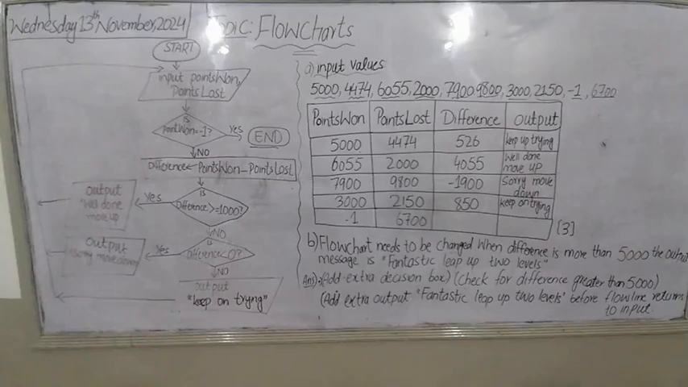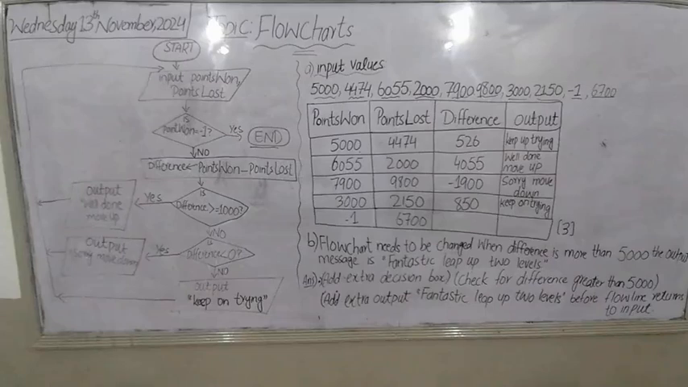So first of all, as we have to change the flow chart if the difference is more than 5000, for that we have to add 1 extra decision box. Okay, in our flow chart we have to add 1 extra decision box. You don't have to add it actually in the flow chart and show it to the examiner. You just have to write it here in the answer portion. So as you can see, I have written add extra decision box.